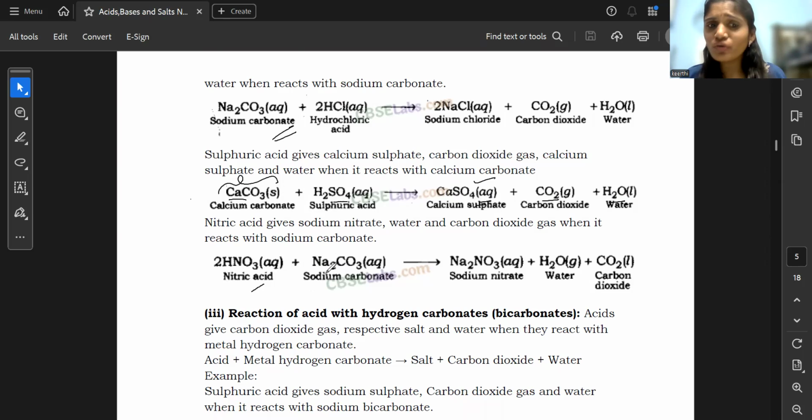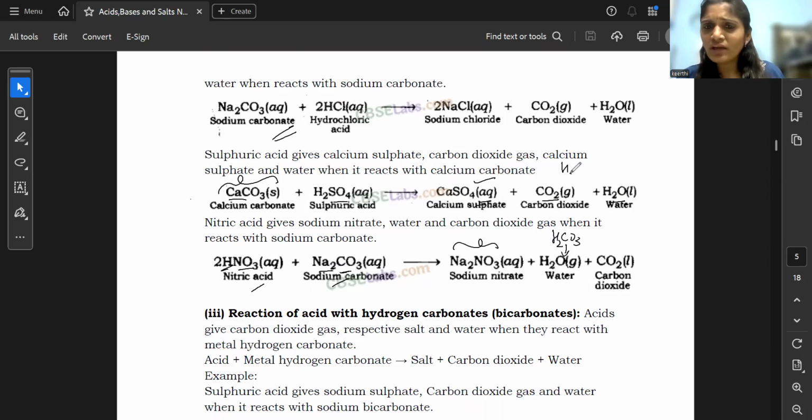Now you take HNO3 and sodium carbonate. NO3 from here, sodium from here, you get sodium nitrate. Now what is left here? H2CO3 is left. That H2CO3 is carbonic acid. Carbonic acid will break down. You get NaNO3 and you also get carbonic acid, and that will break down into H2O plus CO2.